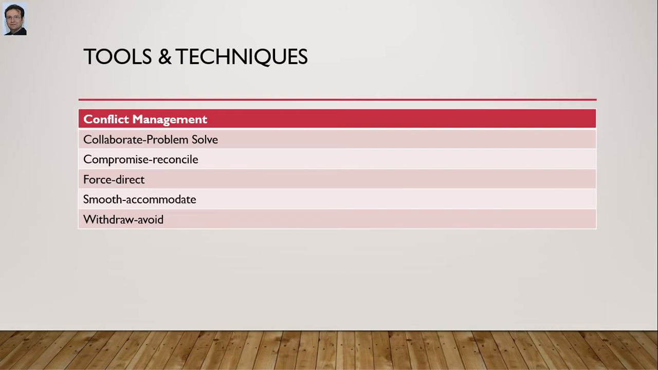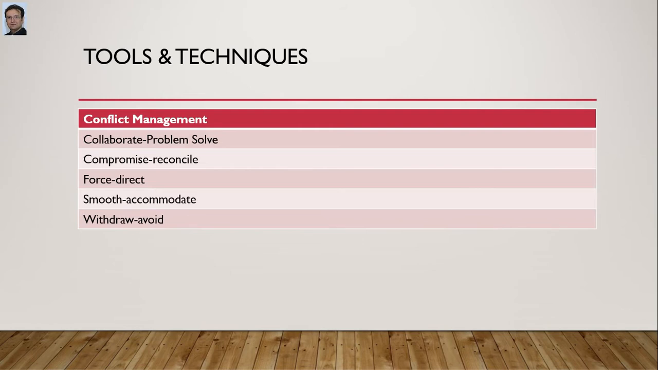So let's discuss conflict management, which is the common tool and technique of manage team process. First is collaborate, problem solve. This is when team members work well together to solve problems by being open to other viewpoints. This is a win-win situation. Next is compromise, reconcile. This is making sure both parties have some resolution to the conflict. Anytime someone compromises, they are giving up something. So if both parties compromise, it's a lose-lose situation if they agree to compromise.